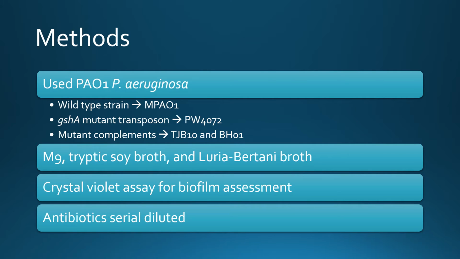For this experiment, they used the PA01 Pseudomonas aeruginosa strain, and there were 3 different strain types. So there was the wild type, which is the unmutated strain, and it was labeled MPA01. The gshA mutant transposon was labeled PW4072, and then there were 2 complement mutant strains, which were labeled TJB10 and BH01.